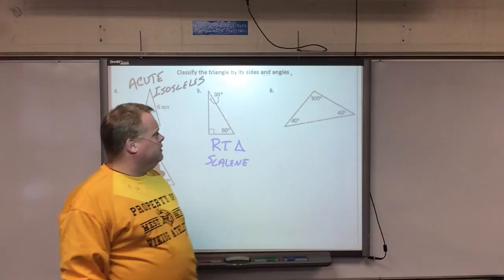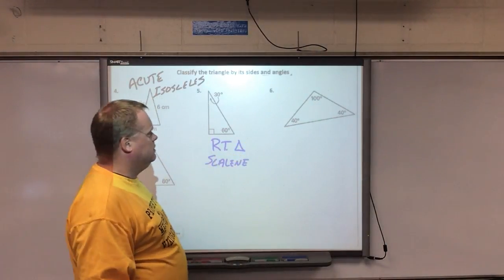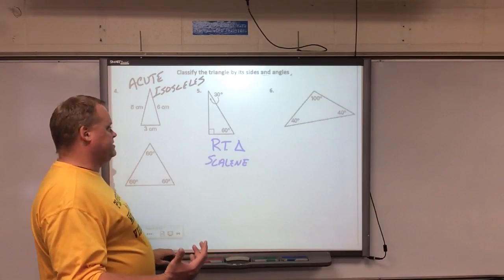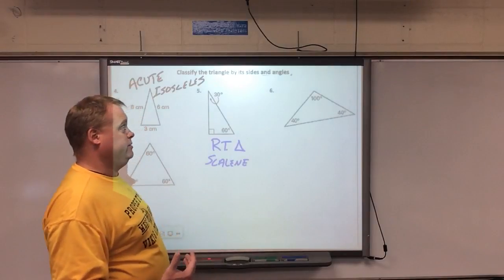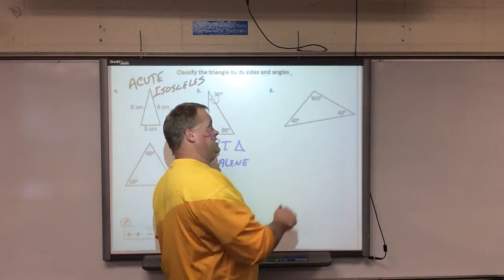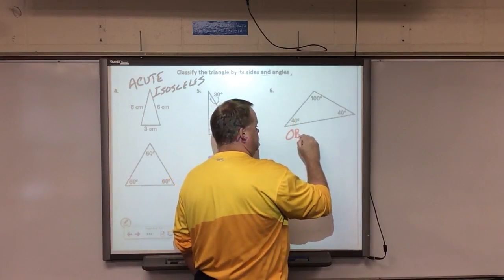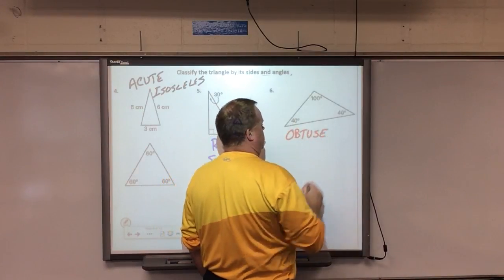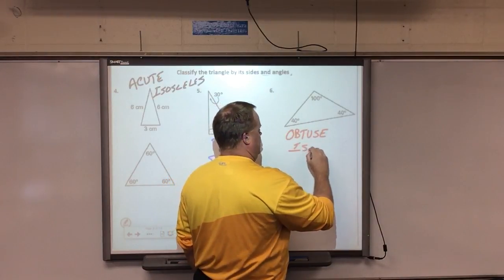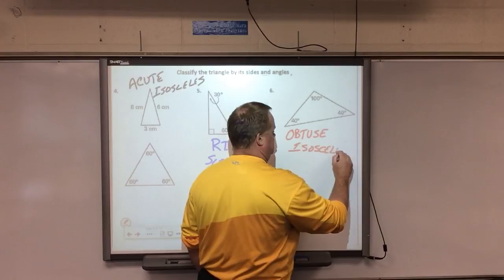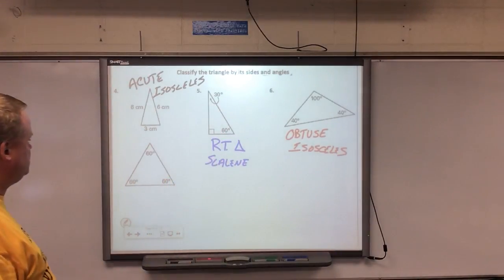And then the third one, I've got a 100, a 40, and a 40. Well, I've got two angles that are the same, so it means two of the sides are going to be the same, so that tells me an isosceles. I have 100 degrees in there, so I know obtuse, greater than 90, and two the same, which means this is going to be isosceles.